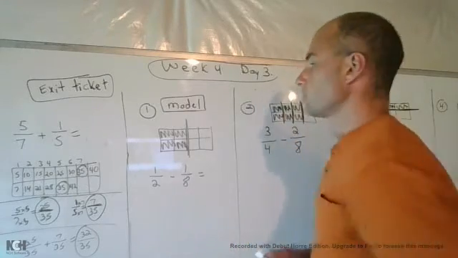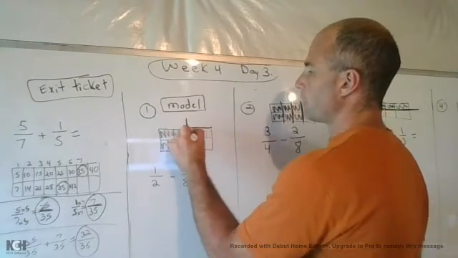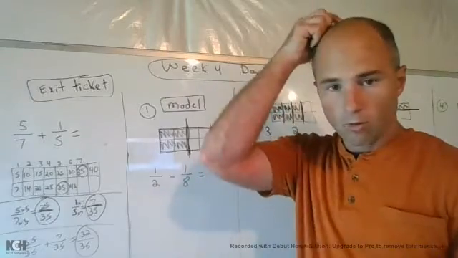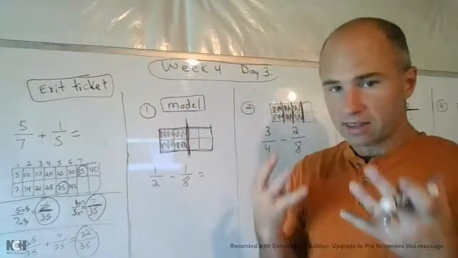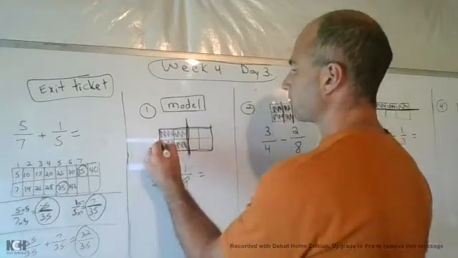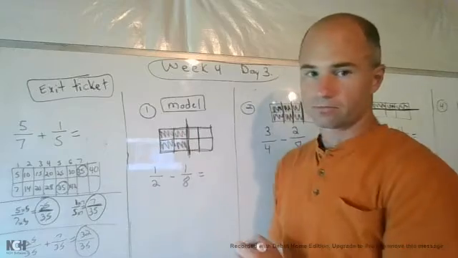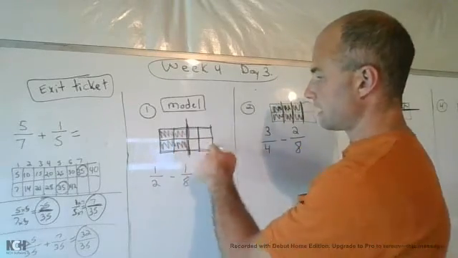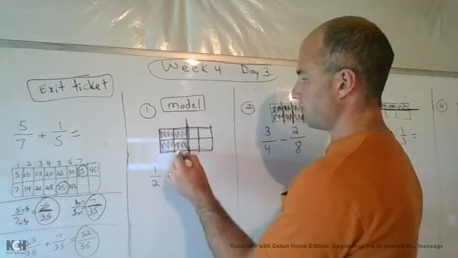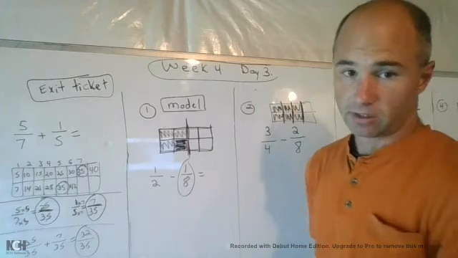Okay? So you have a half of something. Half of this whole box is shaded in. Well, I'm trying to take away an eighth of it. Just an eighth of this whole box. So I have to break the box up into eighths. So now I have 8 parts in that box. And I'm going to take away one of them. What's that leave me with?